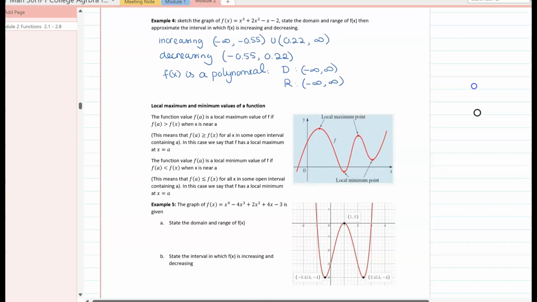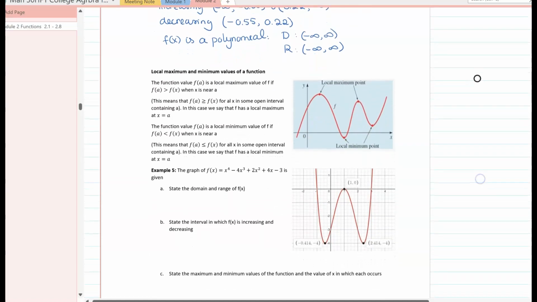So let's talk about the maximum and minimum value of the function. The function value f of a is a local maximum of f if f of a is greater than f of x, where x is near a. So if you're talking about this point, say this point is f of a, this value here is bigger than all of the values around it.